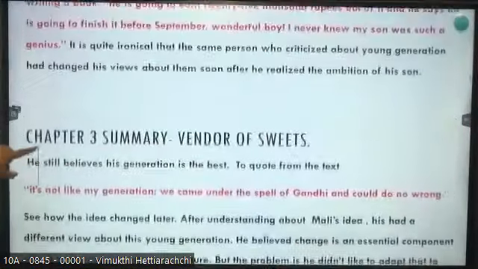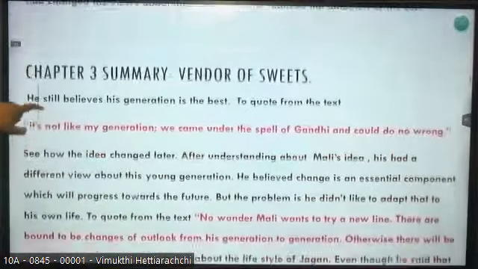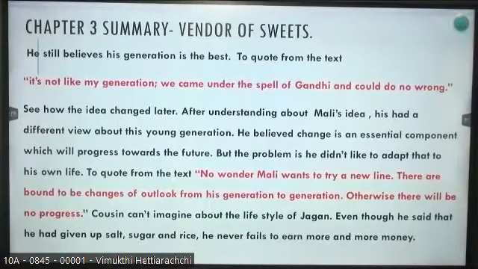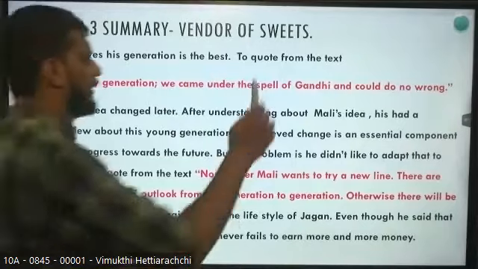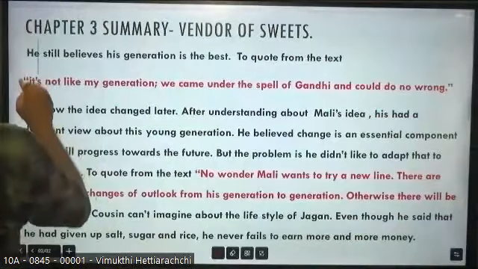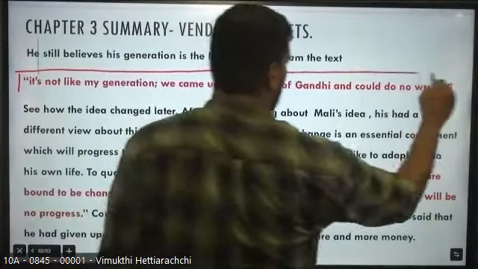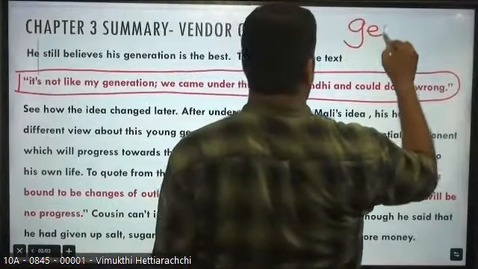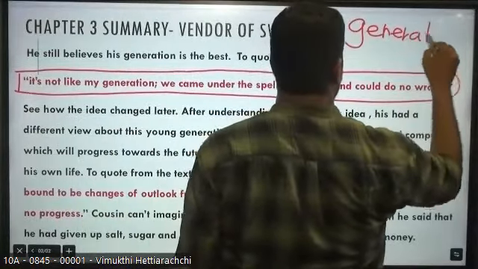All right. This is the quotation that I have been searching for, in chapter number 3. Very important. He still believes his generation is the best, to quote from the text. He is not like my generation. He came under the spell of Gandhi and could not do wrong. So this is what you have to understand. These are the quotations that you have to study. A very important quotation, which clearly shows us the generation gap, one of the major themes of the story.